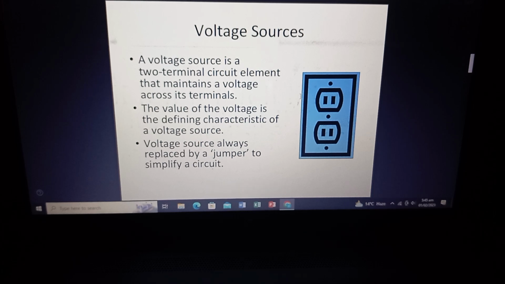The first one is voltage source. A voltage source is a two-terminal circuit element that maintains a voltage across its terminals. The value of the voltage is the defining characteristic of a voltage source. A voltage source is always replaced by a jumper to simplify a circuit. If we have a circuit and we have to simplify it and we are going to replace a voltage source, then the voltage source is replaced by a wire.